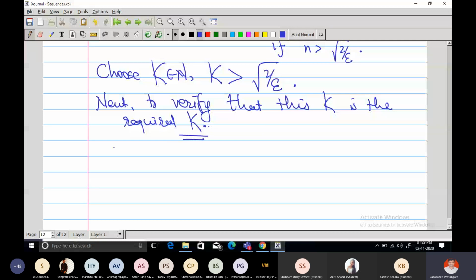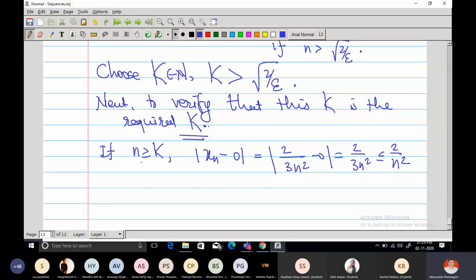When we believe that this is a correct k, if you choose n greater than or equal to k, then check whether the distance between xn and 0 for all such terms is less than epsilon or not. So 2 upon 3n square minus 0, which is 2 upon 3n square, and no matter what n is, this is always less than or equal to 2 upon n square. But what is our n? n is greater than or equal to k, and by choice k is greater than root 2 upon epsilon. That means n is greater than root 2 upon epsilon, right? If I am wrong, just stop me. Ask if you have a doubt.